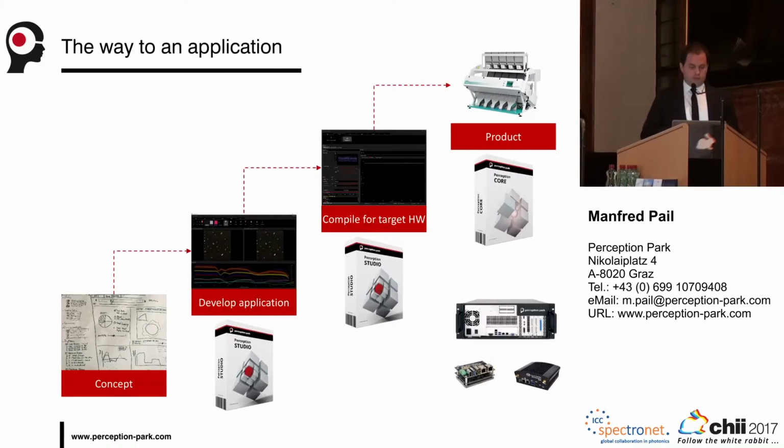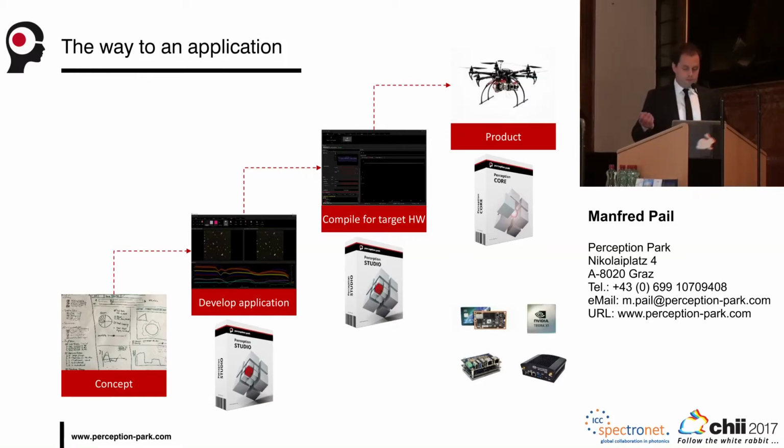Good. So to sum it up, how do you come to your application? Well, you have a concept, you use the Perception Studio to develop an application, you can easily compile it for your target hardware, and then you have implemented your Perception Core on our industrial GPU-based PC or on an NVIDIA Tegra platform to provide you high-performance products, like, for example, a sorting machine or a drone application.